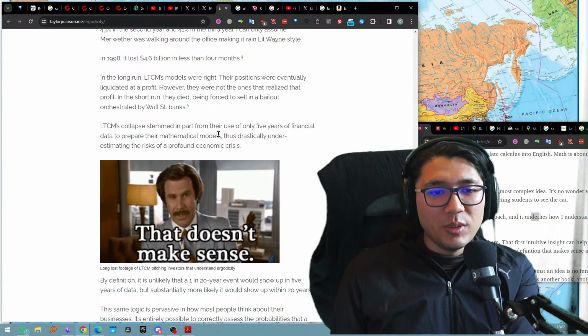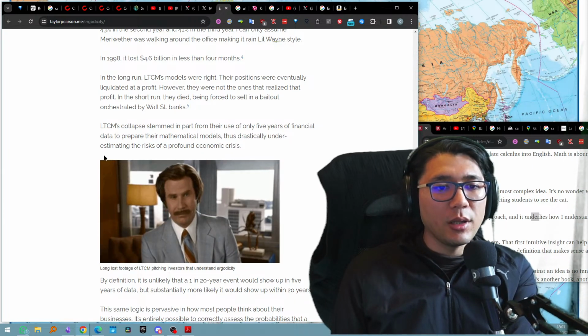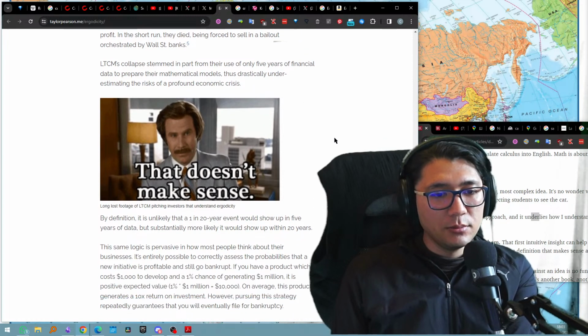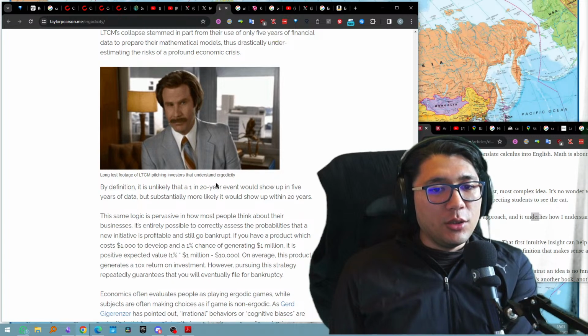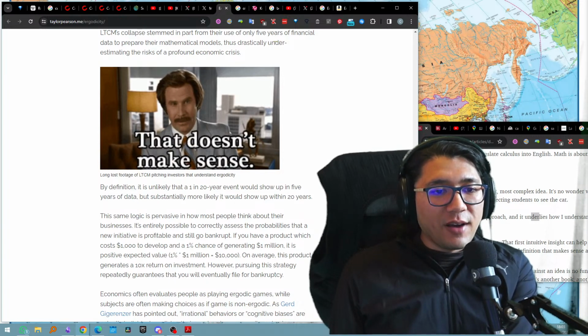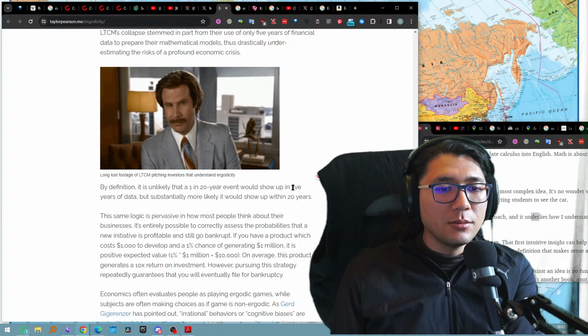LTCM's collapse stemmed in part from their use of only 5 years of financial data to prepare their mathematical models, thus drastically underestimating the risks of a profound economic crisis. By definition, it is unlikely that a 1 in 20-year event would show up in 5 years of data, but substantially more likely it would show up within 20 years.